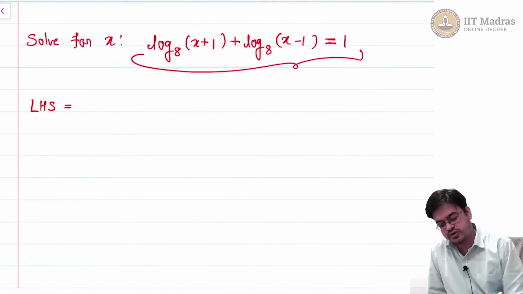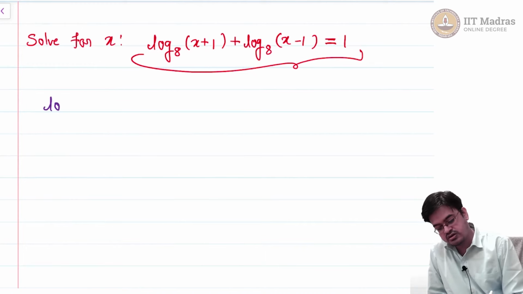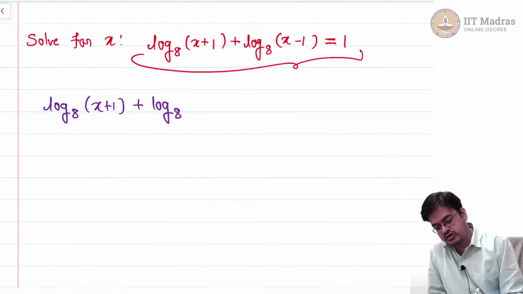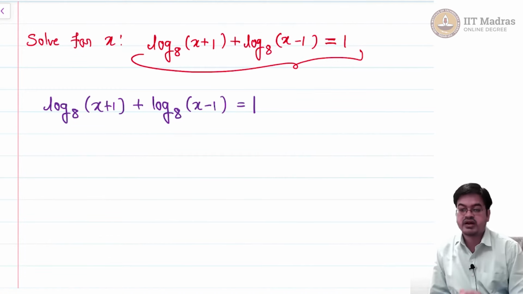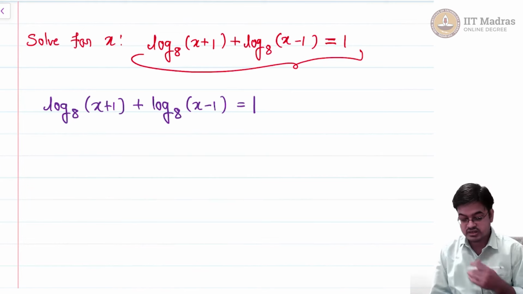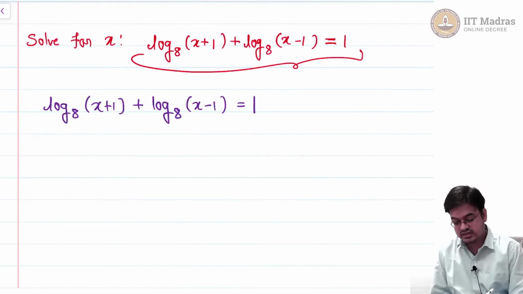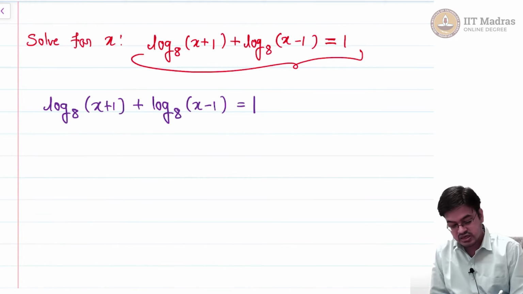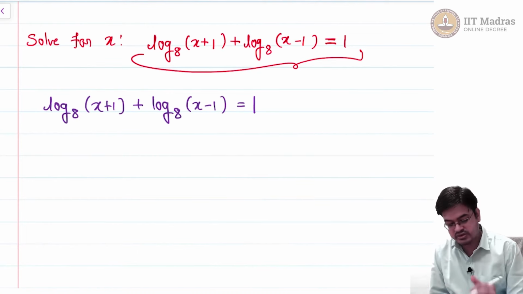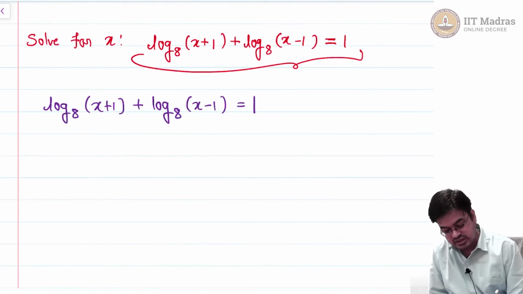We want to solve for x, so taking only the LHS won't help. So let us take the entire thing, that is log to the base 8 of x plus 1 plus log to the base 8 of x minus 1 is equal to 1. It is important to write the equation as it is, because then you will understand the nitty-gritties of this equation. So it is good practice to repeat once whatever is written there. Therefore I am writing this.